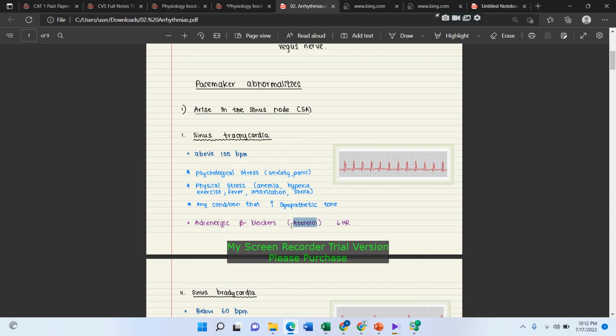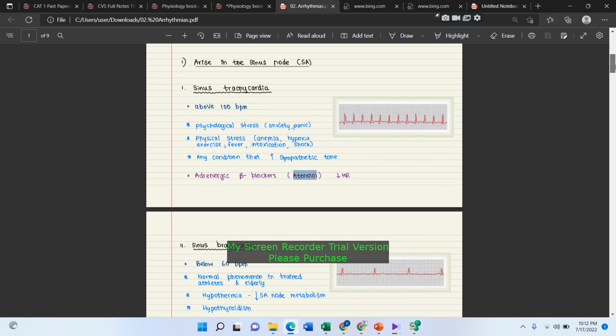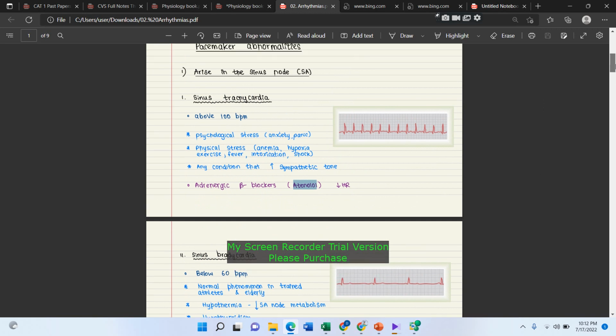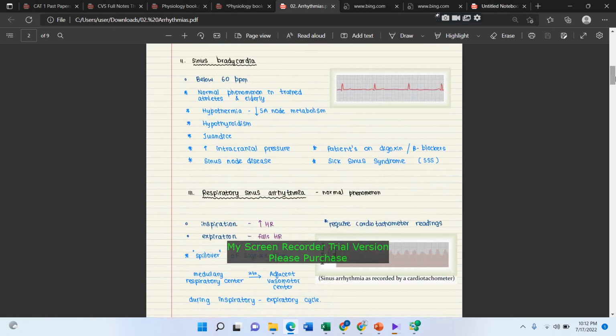Atenolol is a drug used to block these receptors, and thereby it reduces the heart rate because the sympathetic nerve supply is inhibited. So that is the reason for using adrenergic beta blockers for sinus tachycardia.